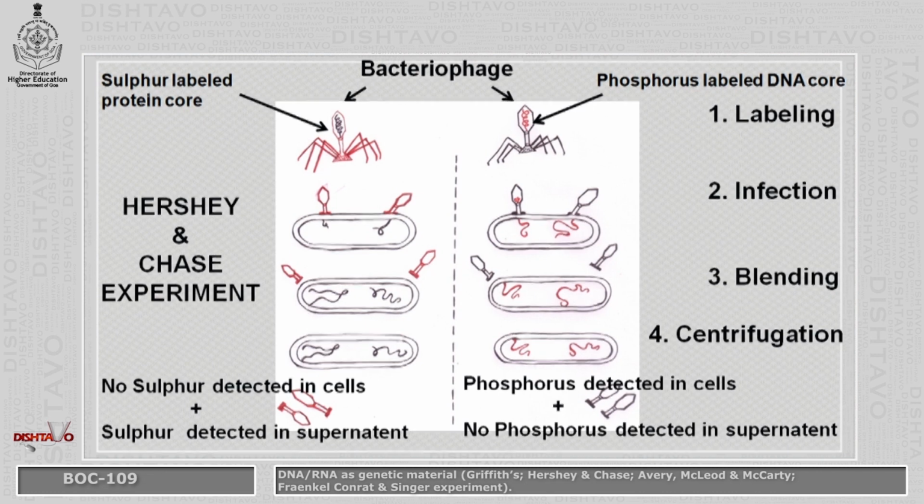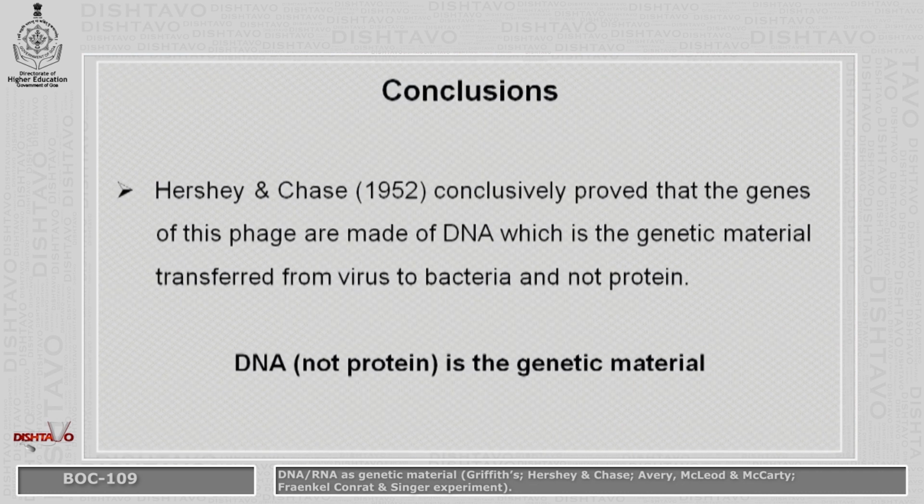This is the flow chart to show you labeling, infection, blending, centrifugation, and how the components were separated. This is the Hershey and Chase experiment. They concluded in 1952 that the genes of these phages are made of DNA, which is the genetic material, and it is transferred from virus to bacteria and not protein. So DNA, and not protein, is the genetic material.